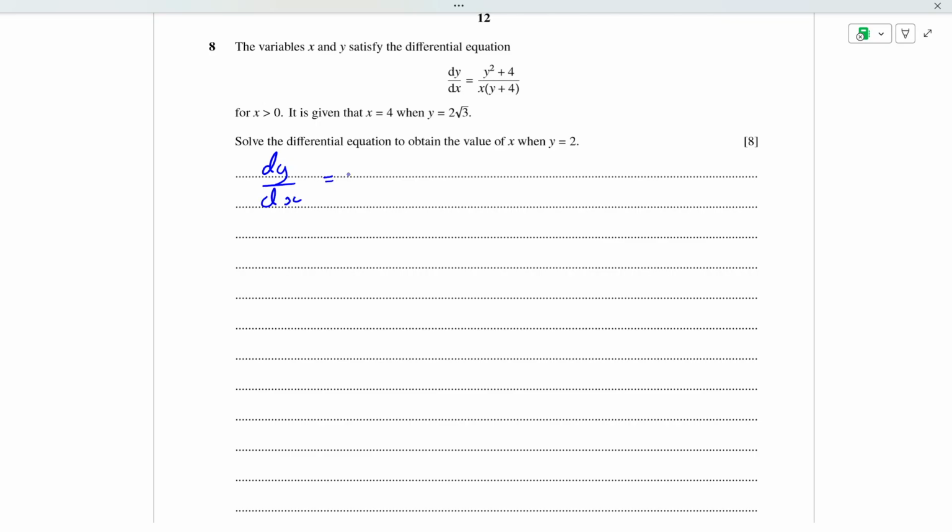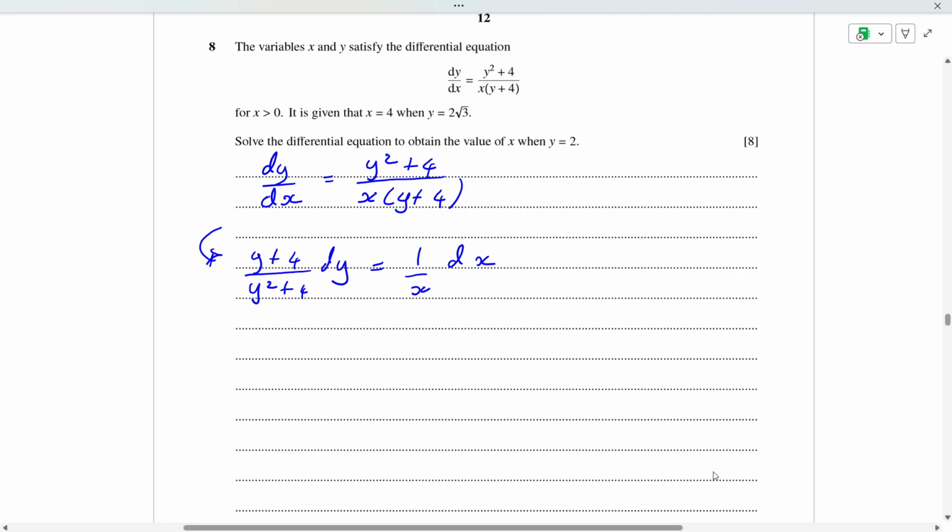So we have dy/dx is equal to y squared plus 4. I'm just copying the equation here. We first separate the variables, because we don't want the dy and the dx to be in the denominator. So we'll transfer dx to the other side, then we'll transfer the y's to the left-hand side. When you transfer the y's, we have (y plus 4) over (y squared plus 4) dy is equal to 1 over x dx.